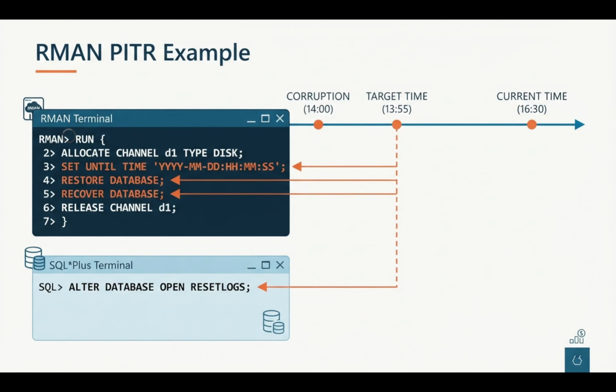Here's the basic idea. Inside the RMAN run block, we first define our recovery targets. RMAN then restores the database and recovers it using the available recovery information. Once the target has been reached, we open the database with RESETLOGS. The exact command used in production will depend on the failure scenario and database backup configuration.